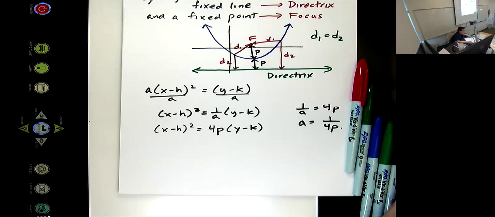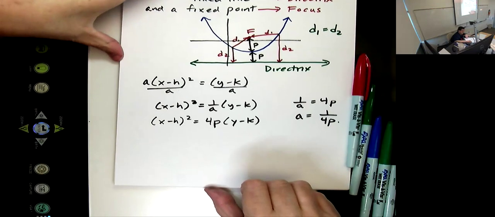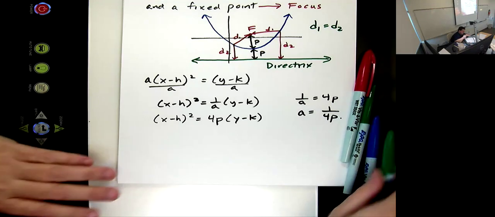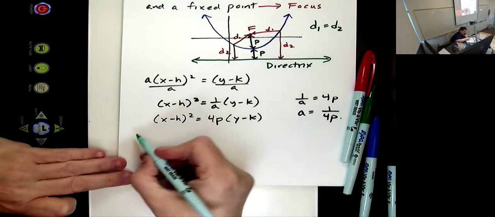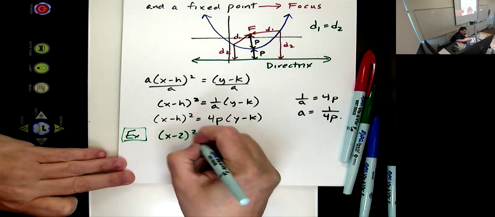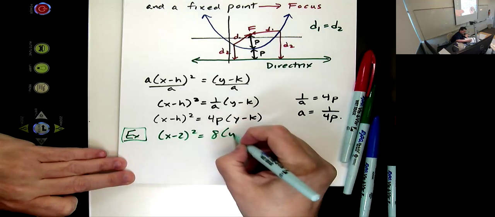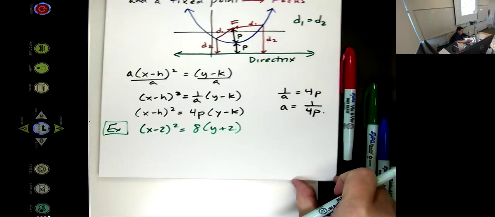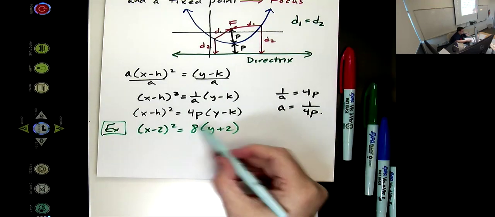This is a lot easier to go like, what the heck? I realize there's some confusion going on, but when you do it, you'll see. There's no numbers here, so it's a little hard. So let's say I have x plus 2 squared equals 8 times y plus 2. Let's say I'm already in the correct form. How could I find p?